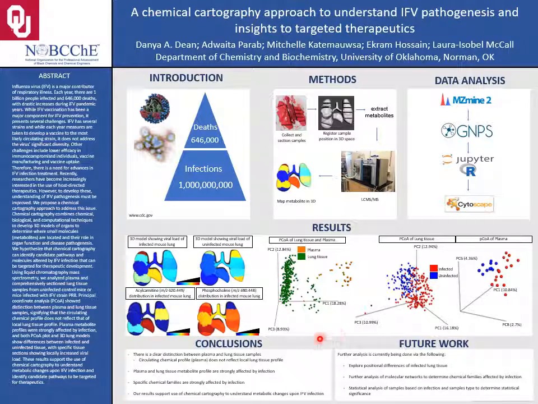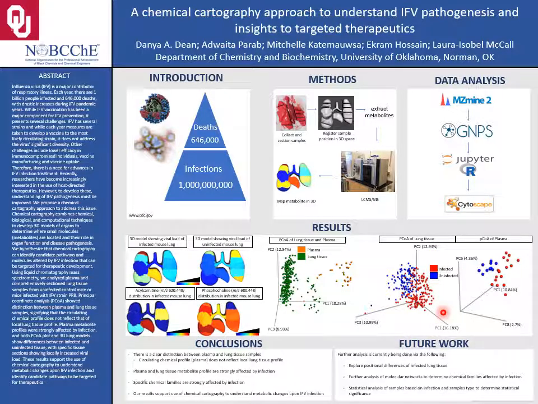Where plasma is in orange and lung tissue is in green, we see that there's two different clusters, which tells us that circulating chemical profile does not reflect local lung tissue profile. In addition, we looked at the effect of infection, where infected samples are in red and uninfected are in blue in both lung tissue and plasma.